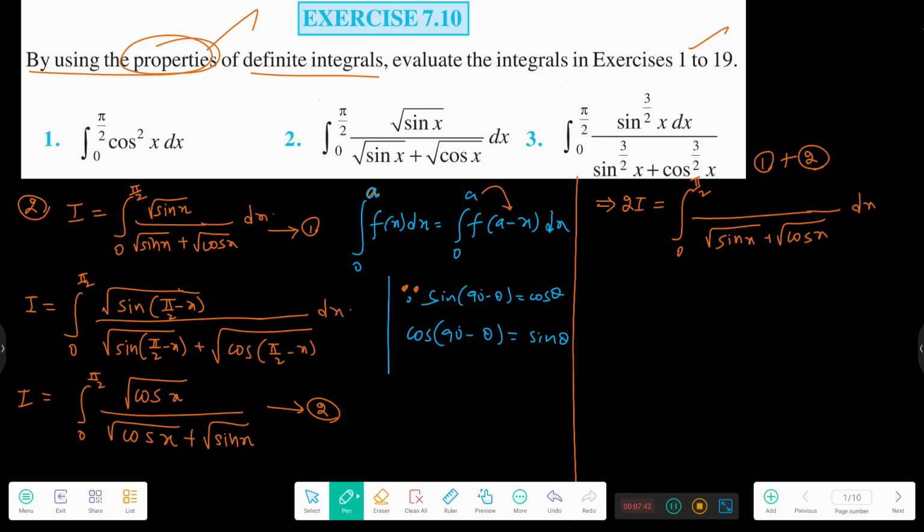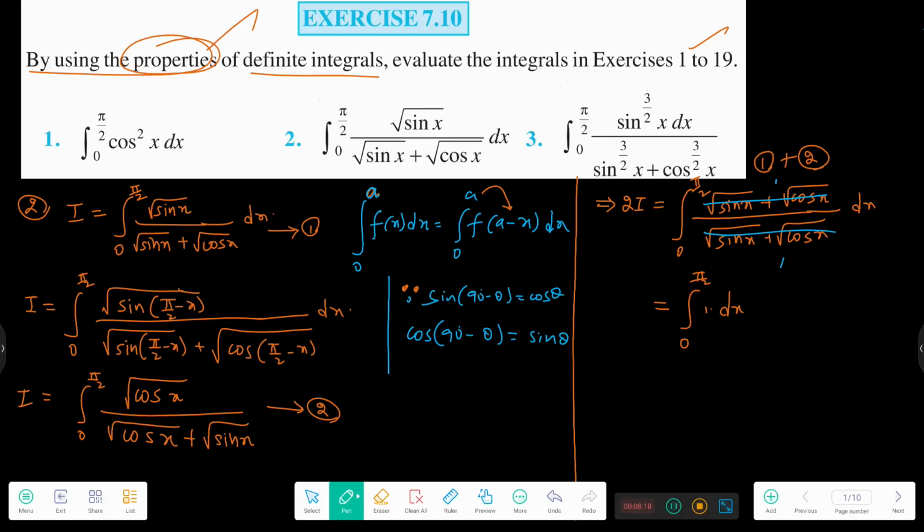Now see the numerator. Here we have root sin x, the same root sin x we have to write, plus and here root cos x. The denominator is the same in both cases, so I wrote it only one time. The denominator is the same, so the numerator you can add directly. After adding, this looks the same, so you can cancel 1 and 1. So what I am getting then is integral 0 to pi by 2 of 1 into dx.